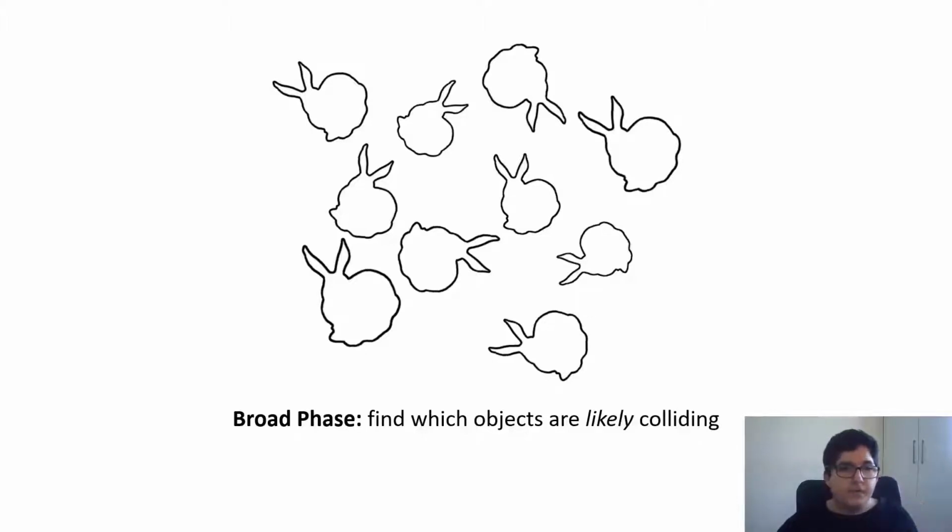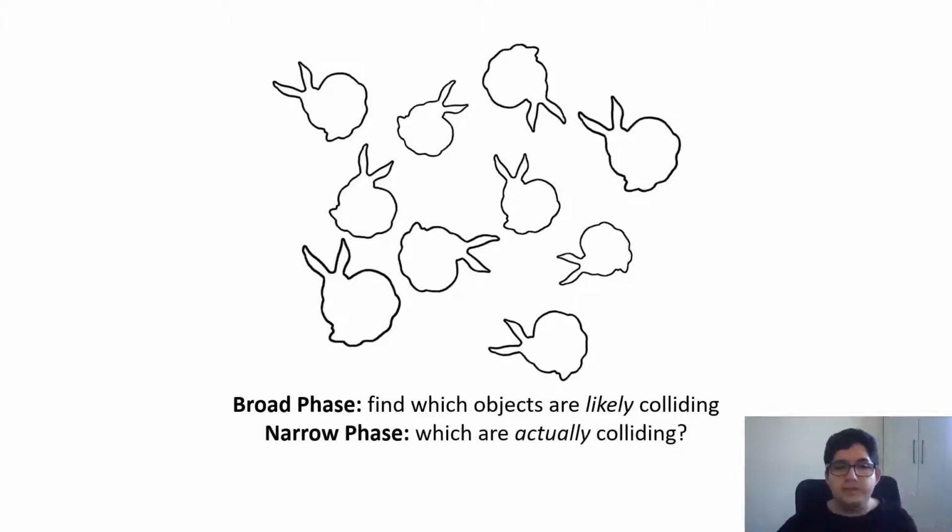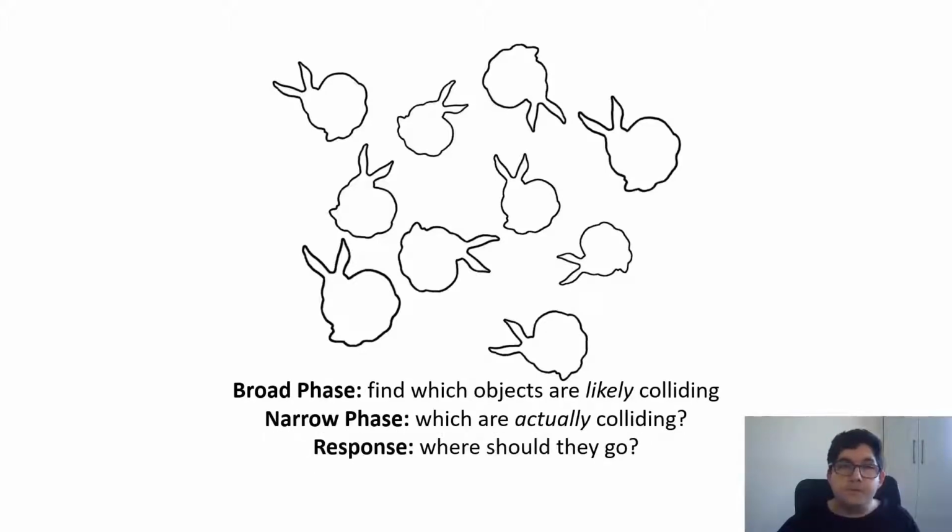And after the broad phase, we can do the narrow phase, which is to actually search for the collisions, finding the objects that actually collide. And given this result, we can compute their response. In other words, where should those objects go? And this is a world in itself, it's another field, and it's a different story.